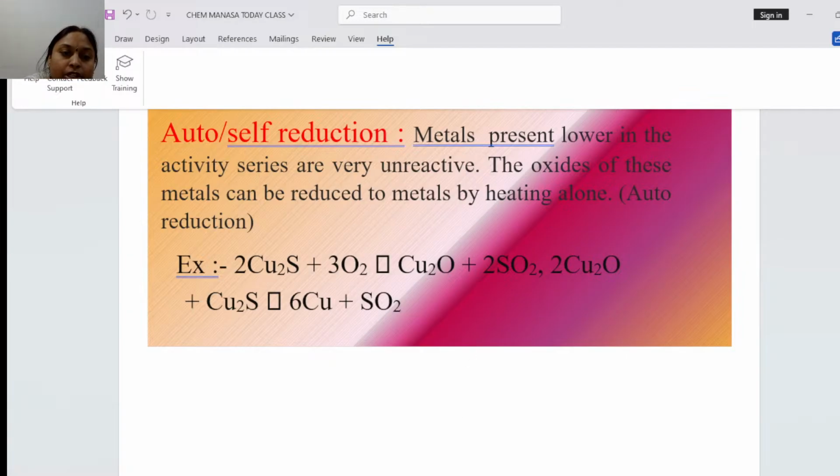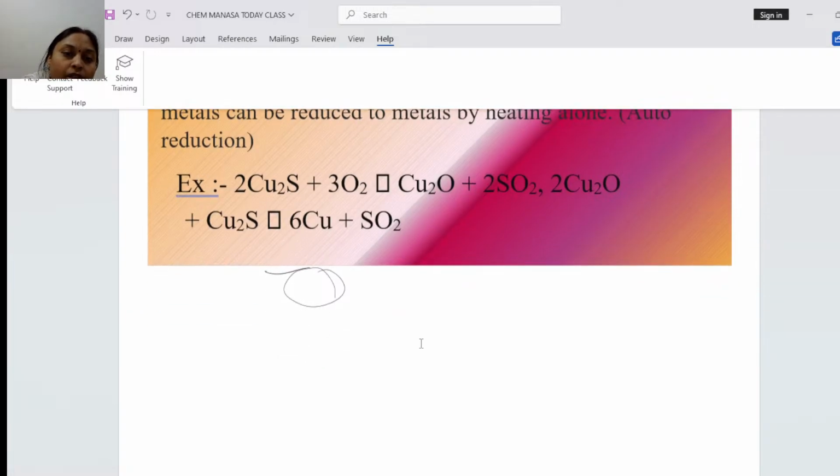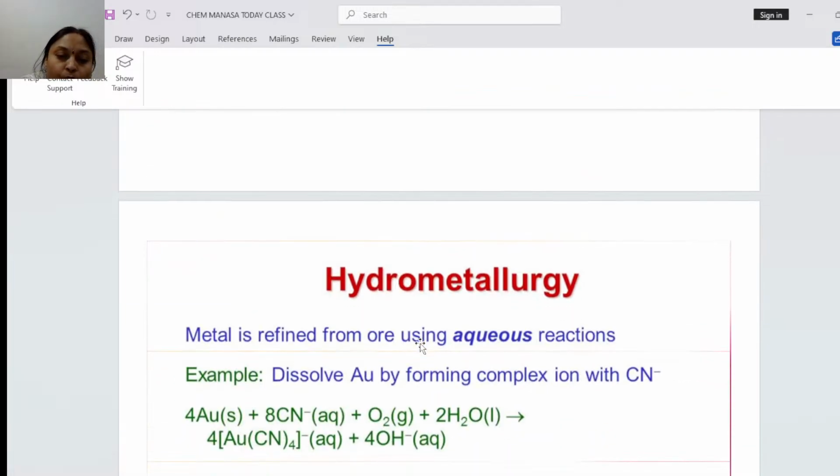So copper sulfide is going to react with oxygen, giving copper oxide and sulfur dioxide. And this copper oxide once again reacts with the sulfur, so that's where cuprous sulfide is formed. To prevent that, when we are taking both the compounds, copper will be extracted in the purified form. So this is one of the procedures to collect the pure metal.